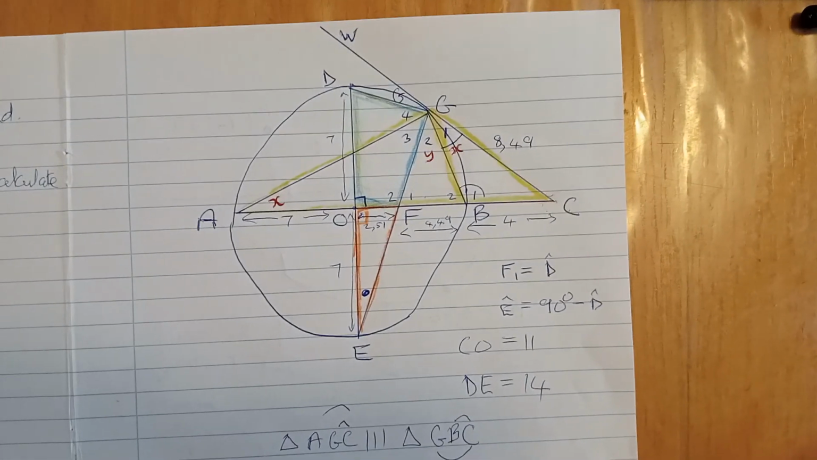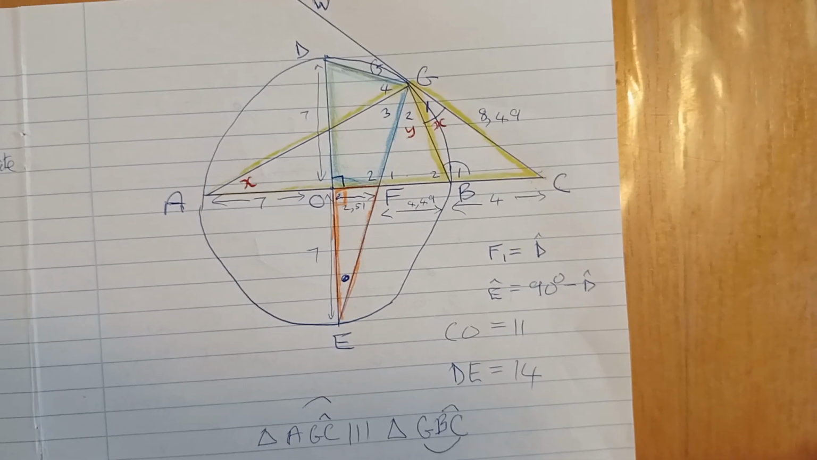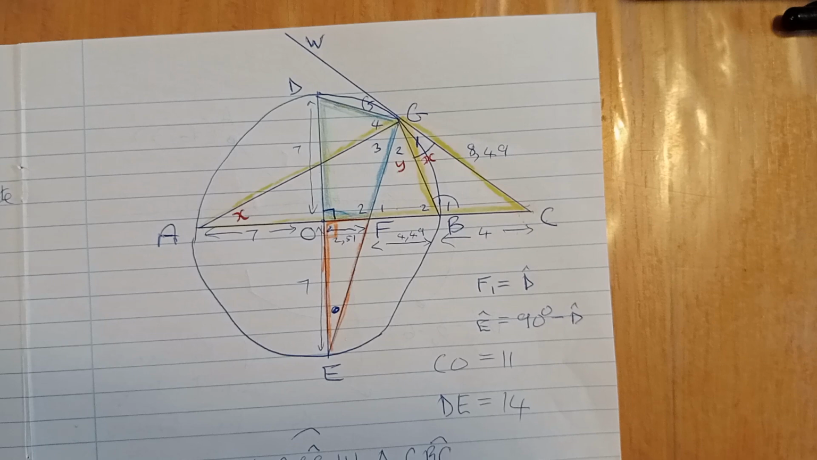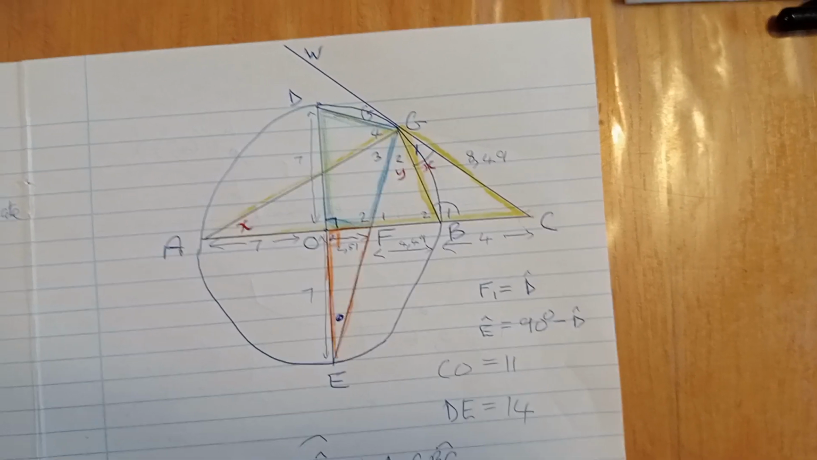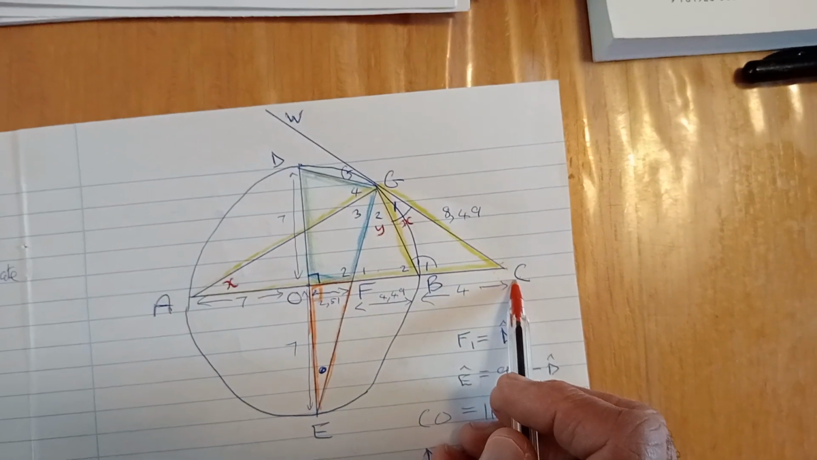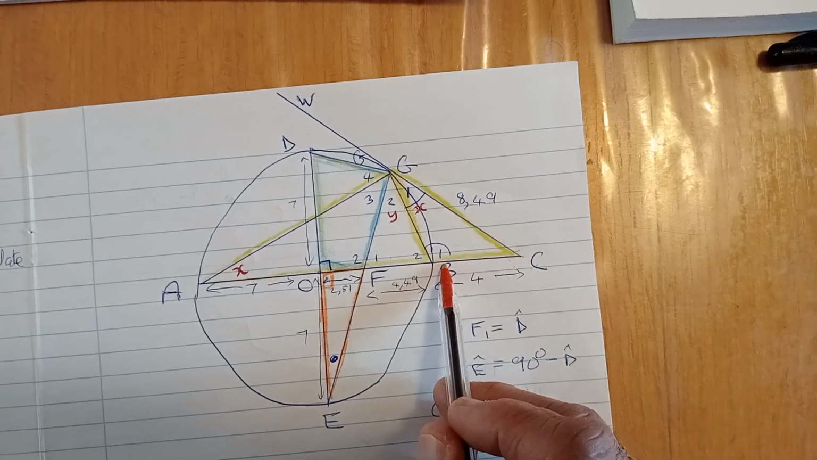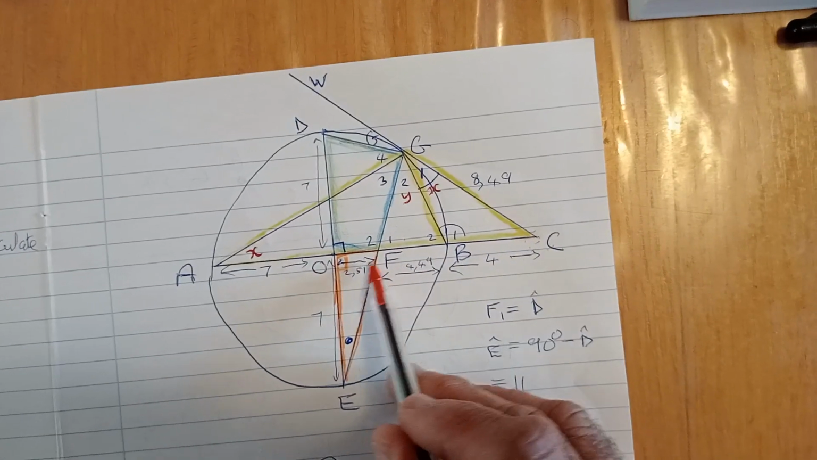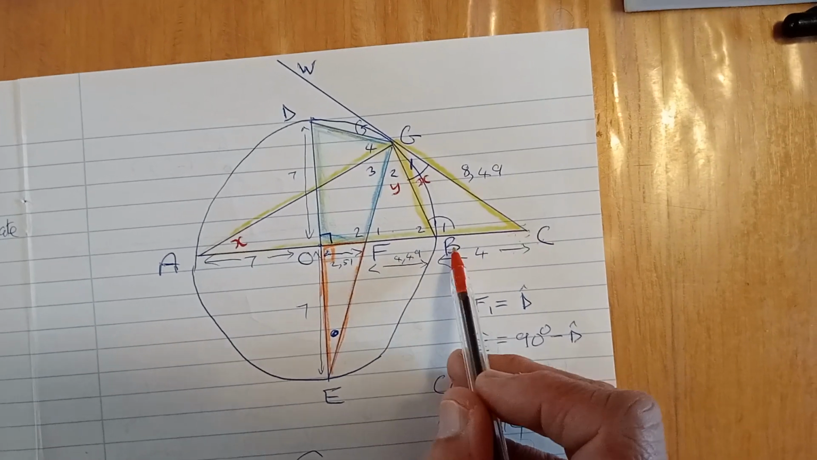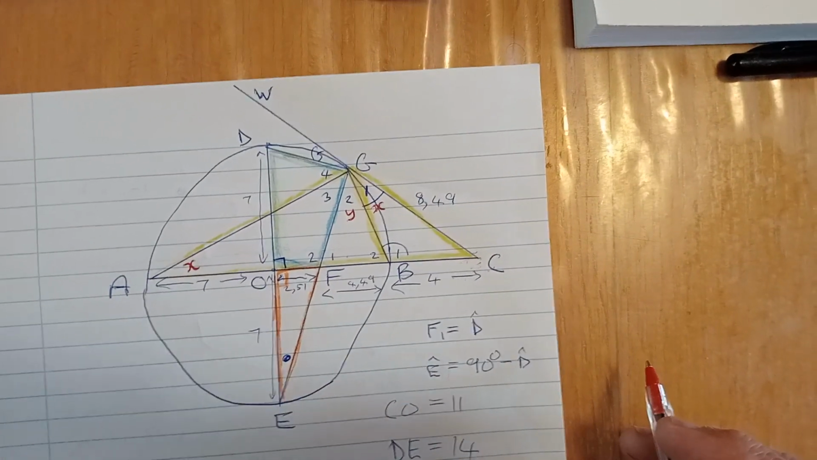First two questions sorted. The second part of the question is, given that CO equals 11 and DE equals 14, calculate the length of BC. Well, we are given that OC is equal to 11. If OB is a radius, and that is 7, 11 minus 7 equals 4, and therefore we've calculated that BC is equal to 4, and so that problem is sorted.